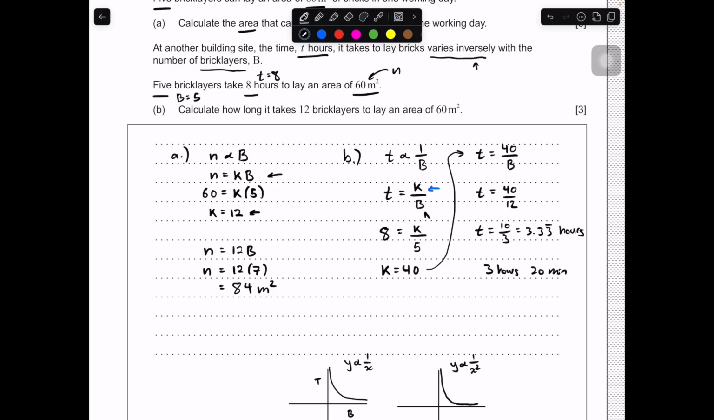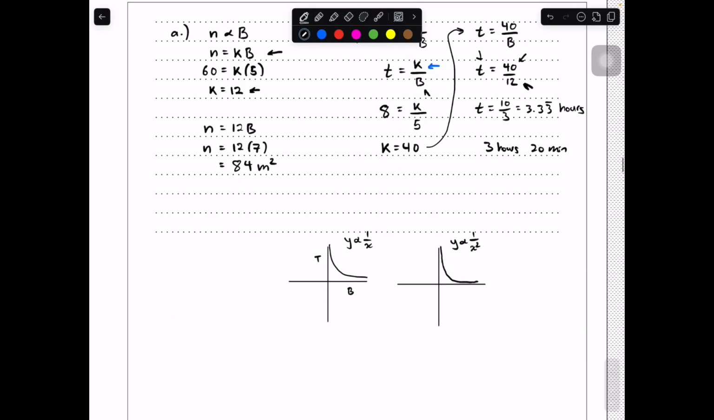Calculate how long it takes 12 bricklayers to lay an area of 60 meters. Proportionality constant of K, 40. 12 bricklayers, solve for T. And I think we're good. Alright, let's keep going.